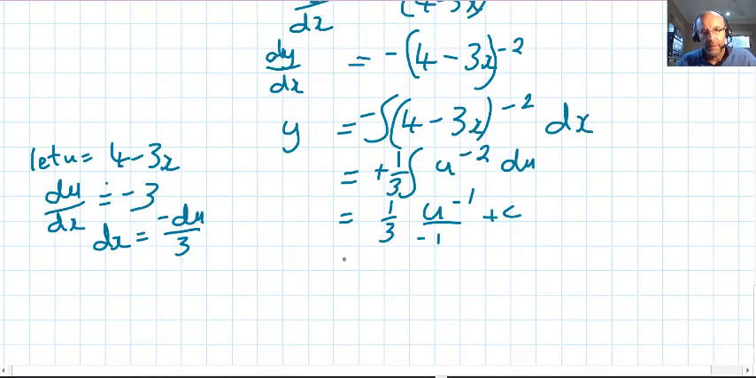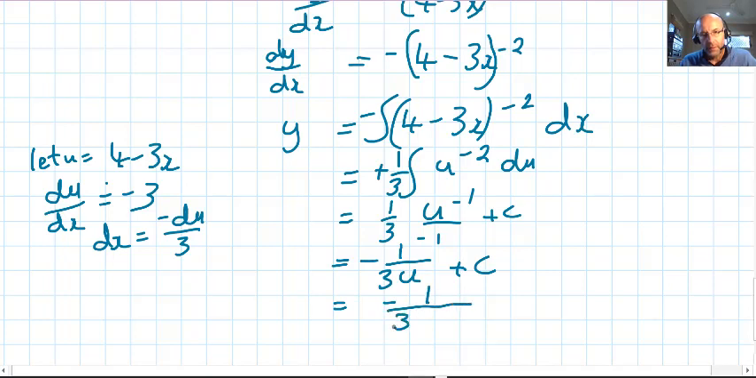So we can tidy all that up. So we've got negative 1 over 3u plus c. Substitute back in terms of x. So we have negative 1 over 3. Now we said that u was 4 minus 3x. That's the substitution. Plus c. So we have negative 1 over 3 outside of 4 minus 3x plus c.